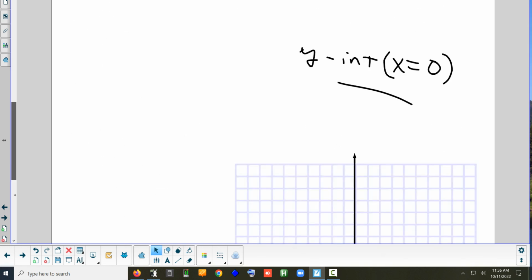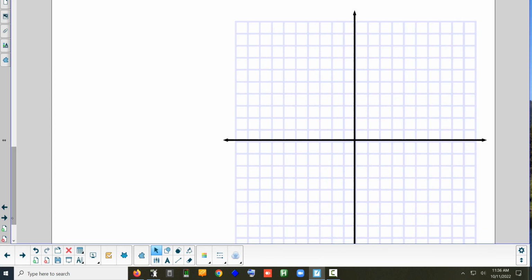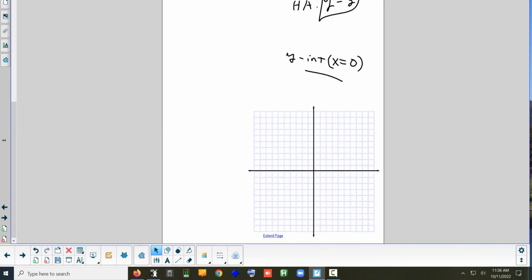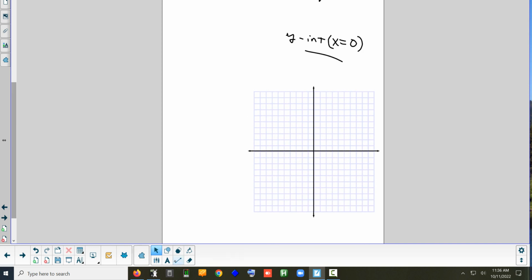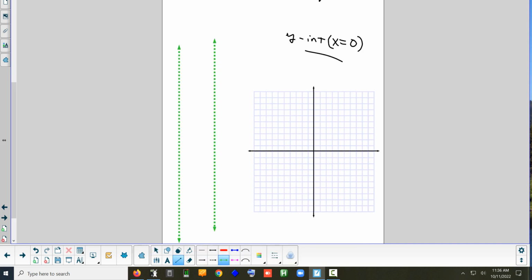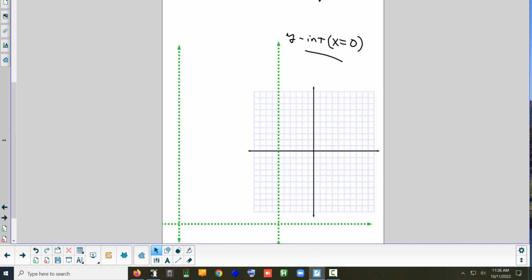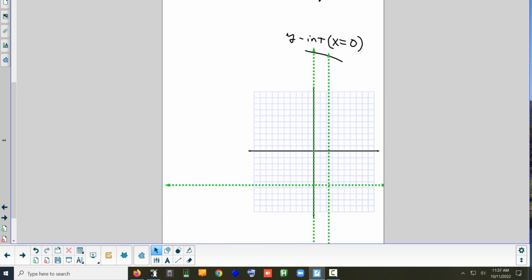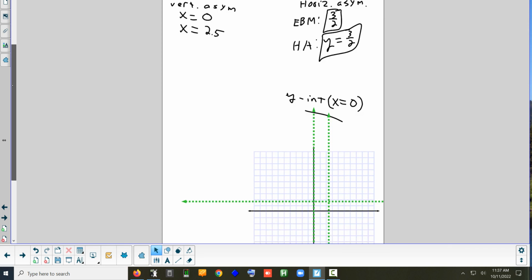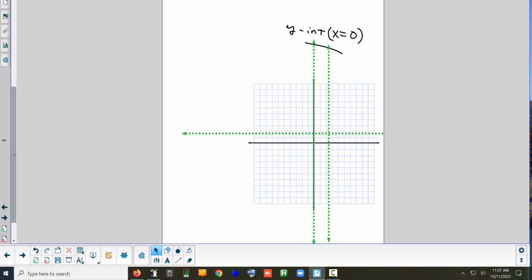So vertical asymptotes at 0 and 2.5. I'm just going to make it fit so I can see it, and then I'll make it bigger again. So we have 0 and 2.5, and we have a horizontal asymptote. So let's put in the 0, let's put in 2.5, and where was the horizontal? 3 halves, so 1.5. There we go. So we're going to have 3 pieces to this graph, just like the last.